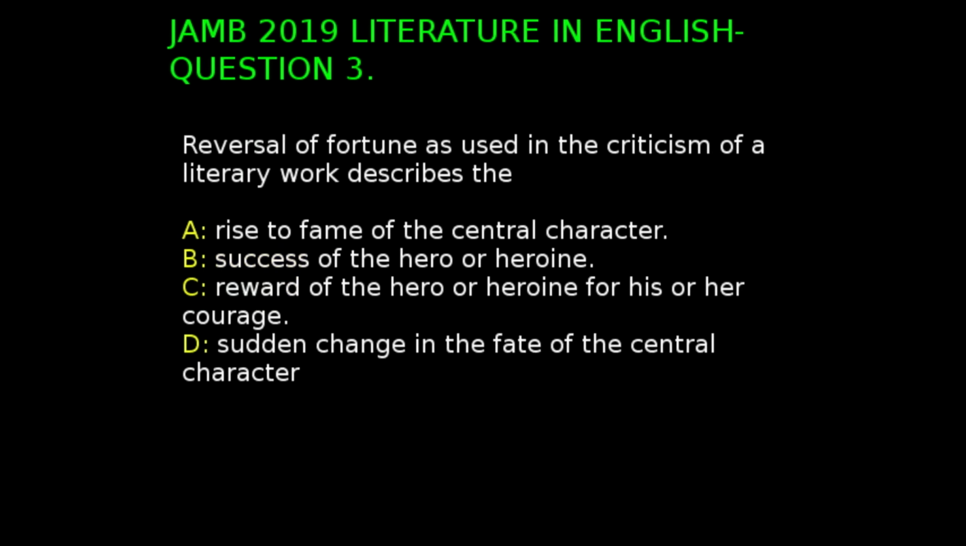JAMB 2019 Literature in English Question 3. Reversal of fortune as used in the criticism of a literary work describes. The options given are A. Rise to fame of the central character, B. Success of the hero or heroine, C. Reward of the hero or heroine for his or her courage, and D. Sudden change in the fate of the central character.